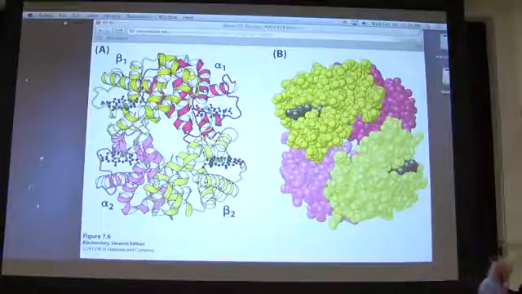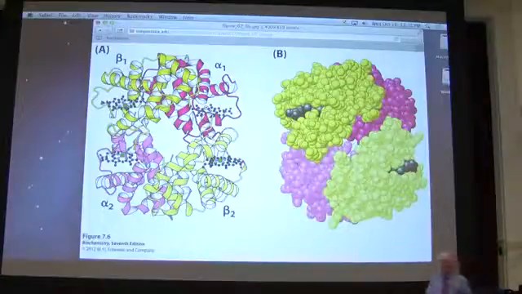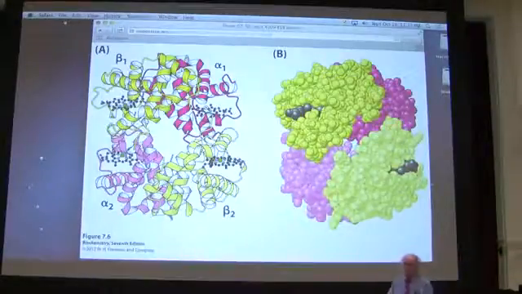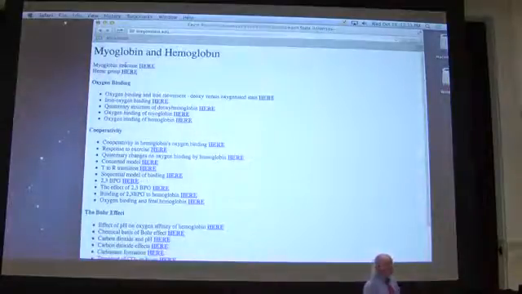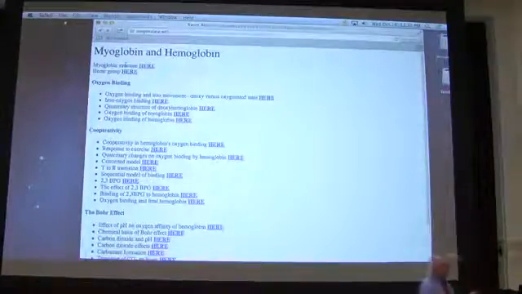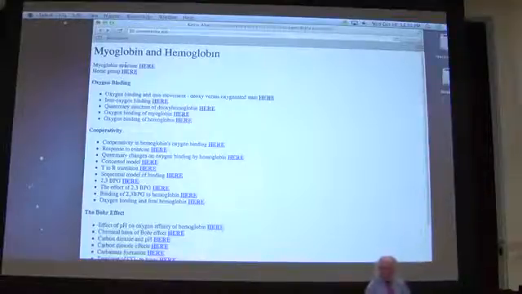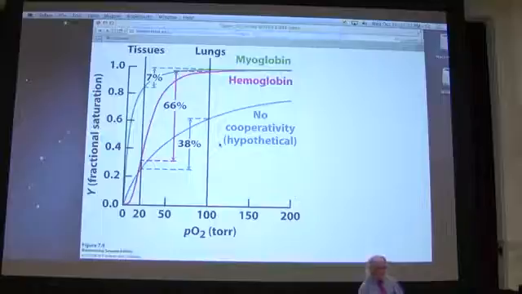Can hemoglobin bind to CO2 like it does to O2? As a matter of fact, it can, and it does. And that's part of what's coming up. Okay? Good questions. All right. Well, as I said, but wait, there's more. There's a lot more. We've only scratched the surface of hemoglobin.